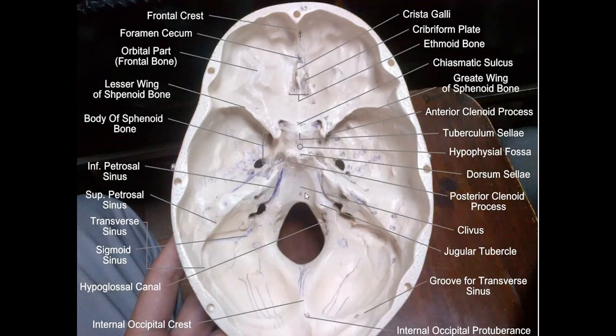This is the jugular tubercle. This is the clivus. Posterior clinoid process, dorsum sellae, hypophyseal fossa, tuberculum sellae, anterior clinoid process. Greater wing of sphenoid, chiasmatic sulcus, ethmoid bone, crista galli, and cribriform plate. These are the main structures you should understand in the skull base.